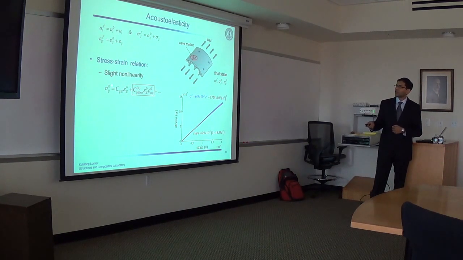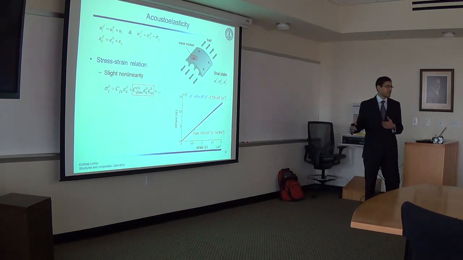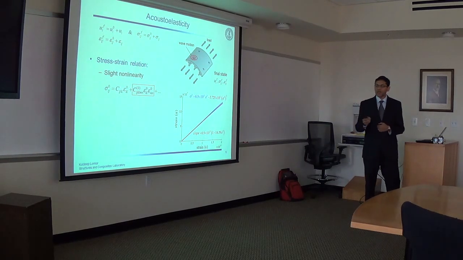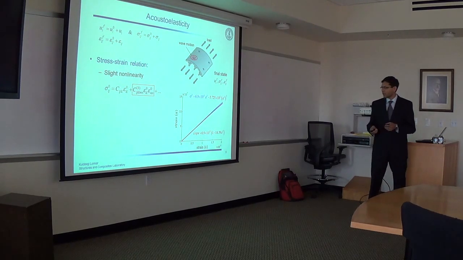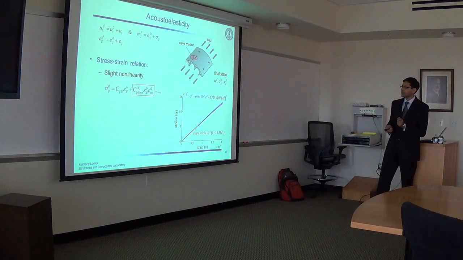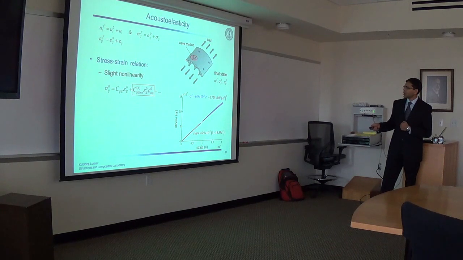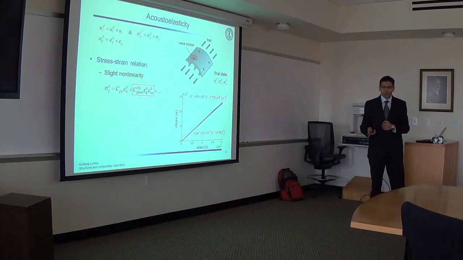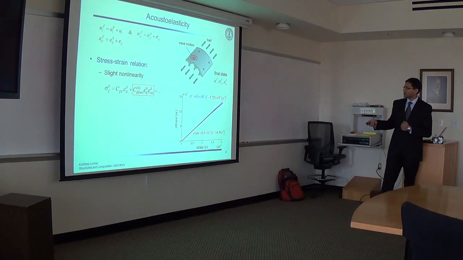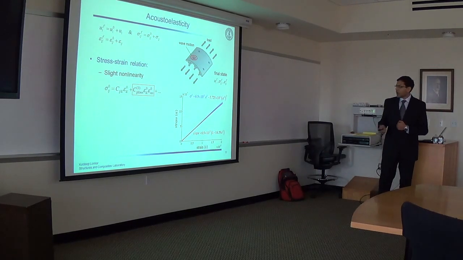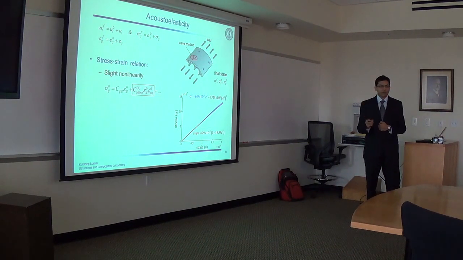Now in materials, there is very, very small nonlinearity in the stress-strain relationship. Usually we only consider the first term, the linear term, and that gives us the Hooke's law. And these nonlinear terms, higher order terms, have usually very small effect. To show you how small this nonlinearity is, here is the stress-strain curve for aluminum. The blue line is considering only the linear term, and the red curve is considering the next higher order term. The difference is very small.